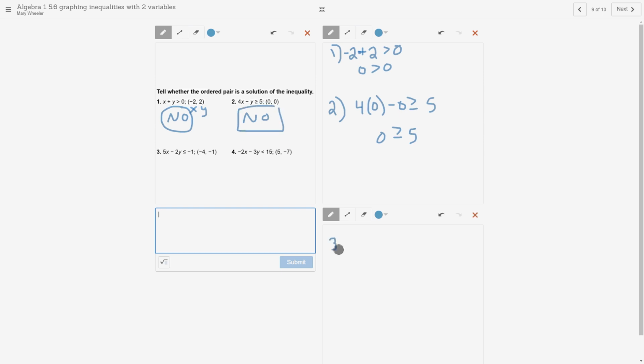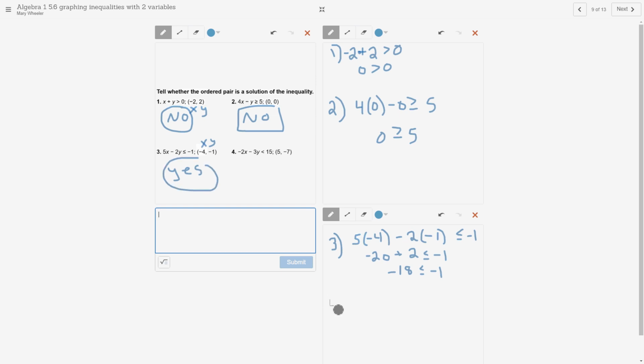Number 3, plug in my x and my y. 5 times negative 4 minus 2 times negative 1 is less than or equal to negative 1. That's going to give me negative 20 plus 2. Be careful with negative numbers here, because you get negative 18 is less than negative 1. Yeah, that actually is smaller. Okay, so that one is yes.